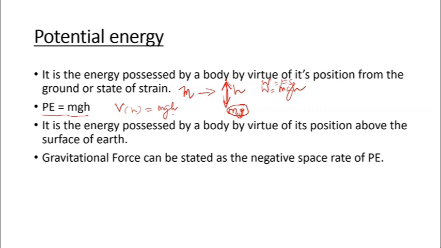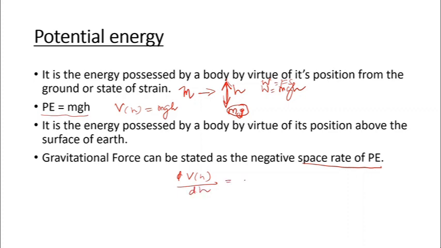This potential energy is called the gravitational potential energy, since it is with respect to the earth we are talking about. That is why it is known as gravitational potential energy. Gravitational force can be stated as the negative space rate of potential energy. How will we do that? For example, we will take the derivative of V of h with respect to the height. That is called gradient.